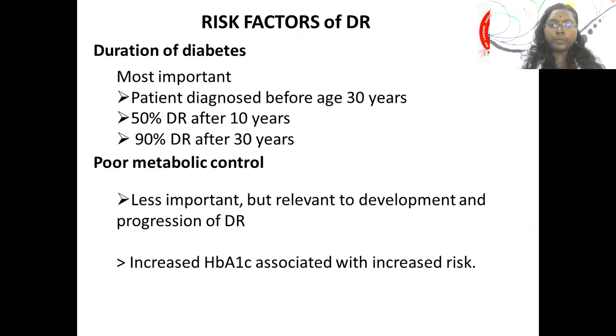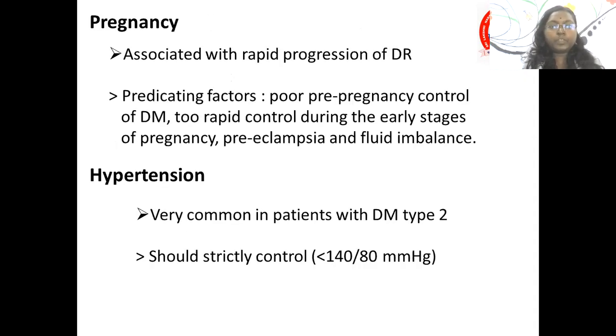Poor metabolic control can be assessed by titrating the HbA1c level. There is an increased HbA1c level, more than 7, in case of uncontrolled diabetes. Pregnancy, in the setting of gestational diabetes, is associated with a rapid progression of diabetic retinopathy.